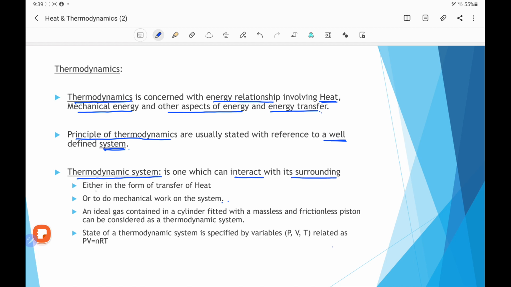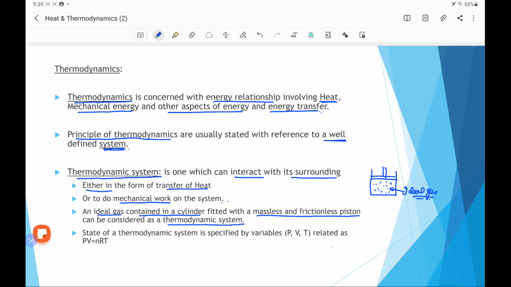And this interaction is in the form of either transfer of heat or mechanical work. An example of a thermodynamic system is the ideal gas contained in a cylinder. We can suppose a cylinder fitted with a piston, and this piston is massless and frictionless, and the cylinder contains the ideal gas. So we can say this is one example of a thermodynamic system.